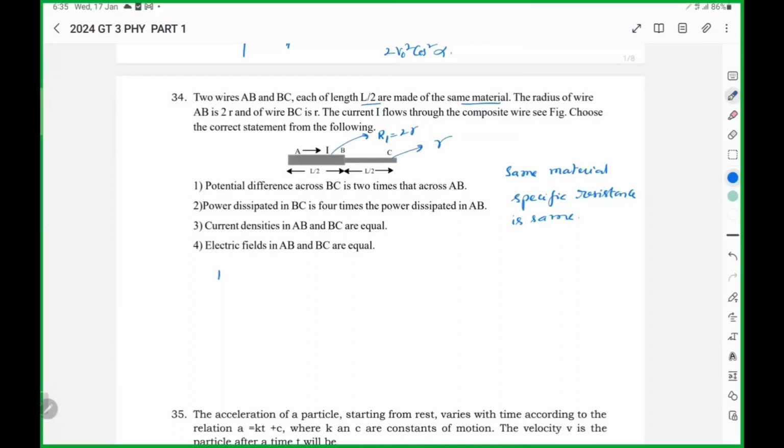So R here stands for resistance, rho is the specific resistance, and length here, L is the length, which is half of it, L by 2. Area is pi R square, because for a wire the cross-sectional area is a circle, so here pi into 2R whole square.